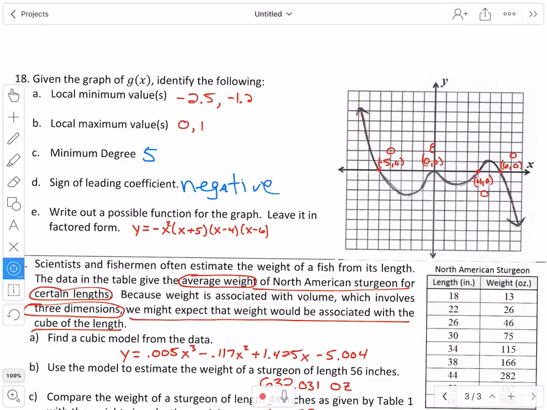E, write out a possible function for the graph. Leave it in factored form. A possible function means we don't know the actual function. It's just a possibility. So for every odd multiplicity, make sure your exponent is an odd number. For every even multiplicity, make sure your exponent is an even number. So we only have one even, which is at 0. So I got x squared.